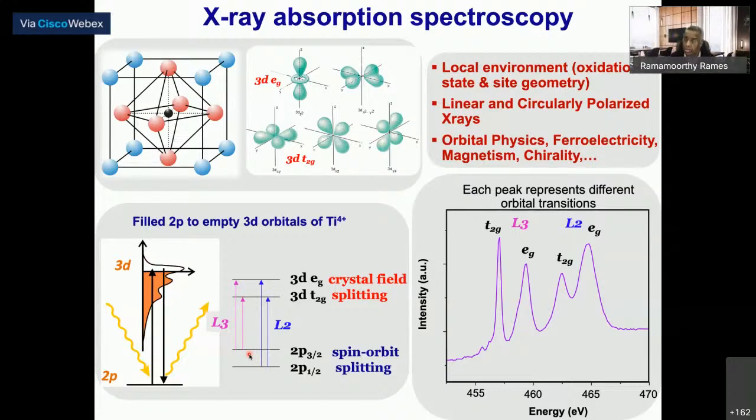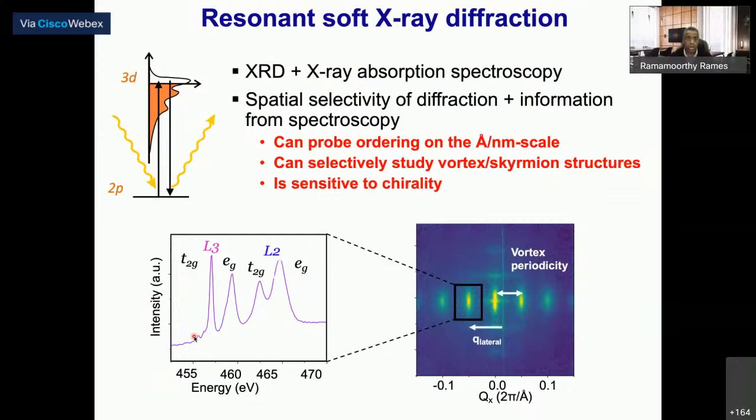You can use linear and circularly polarized X-rays to study them. You can look at orbital physics, ferroelectricity, magnetism, and you can also look at chirality. Perhaps one of the biggest experts on this next technique is at the Diamond Lab in Oxford. Steve Lovesey is just an amazingly insightful guy. So the technique that we have been using to probe chirality in these vortex lattices is a combination of diffraction with spectroscopy. And this is called resonant soft X-ray diffraction.